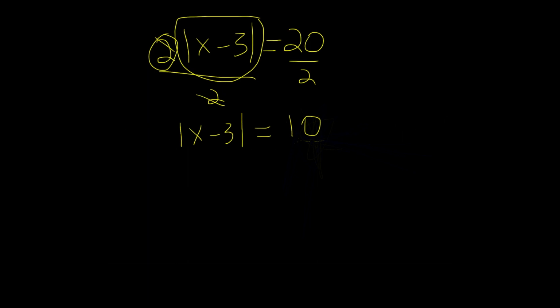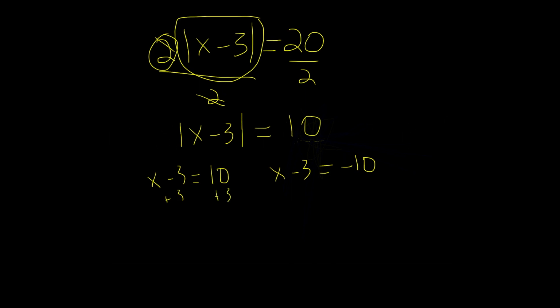Now that we have that, we can write this as 2 equations. We could write x minus 3 equals 10 and x minus 3 equals negative 10. Because remember, the absolute value of 10 is 10 and the absolute value of negative 10 is also 10. So we've got to put the positive and negative forms of this equation. Now that we have this, we can just solve both of these equations.